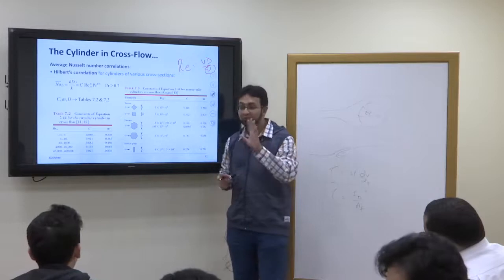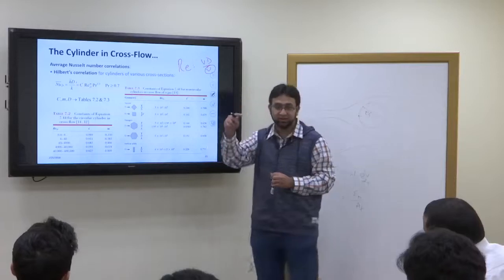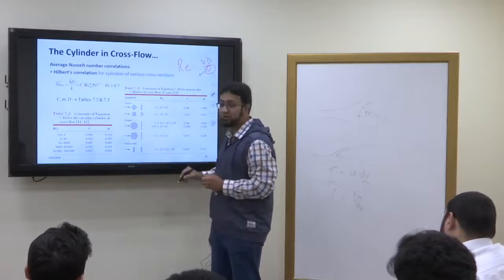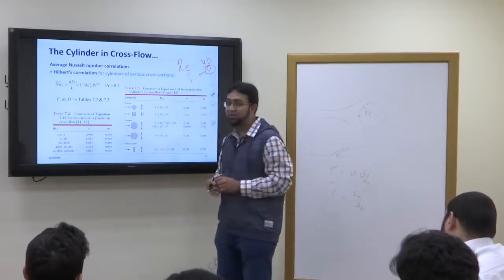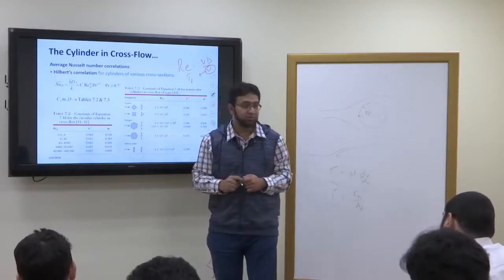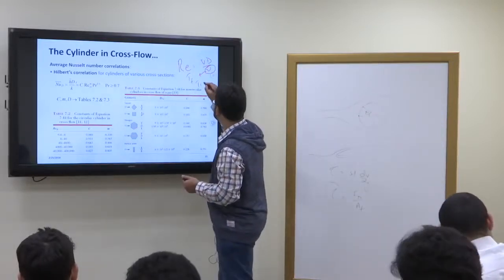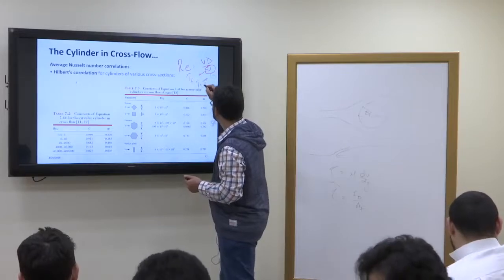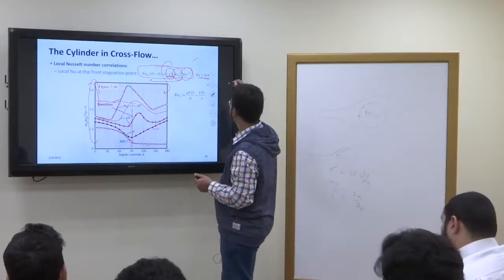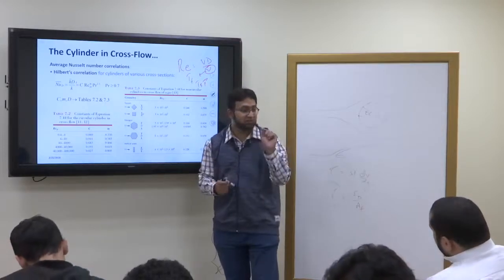Now this depends from formula to formula. For Hilbert's formula, keep that in mind. If you are using Hilbert's formula, then this nu will be found at the TF, the mean film temperature, which is an average of Ts and T infinity. You get it? So it's an average of Ts and T infinity.